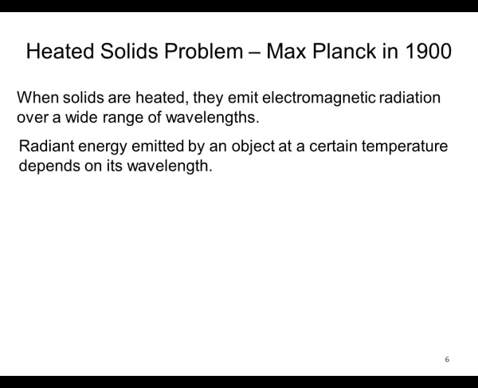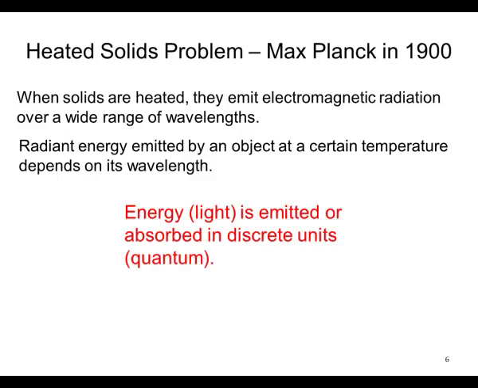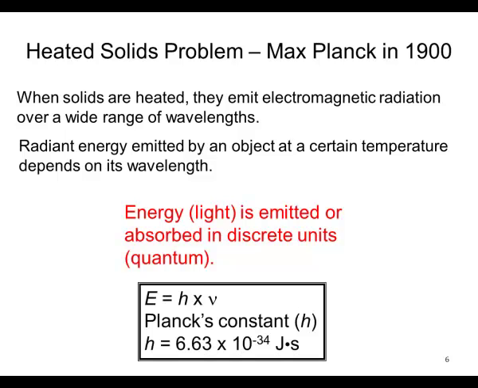In 1900, Max Planck solved the heated solids problem. When solids are heated, they emit electromagnetic radiation over a wide range of wavelengths. We've seen this. Red hot, white hot metal when heated. Energy is emitted or absorbed in discrete units, he proposed. He called them quantum. The energy, he said, was equal to a constant times the frequency. The constant is now called Planck's constant, 6.63 times 10 to the minus 34 joule seconds.